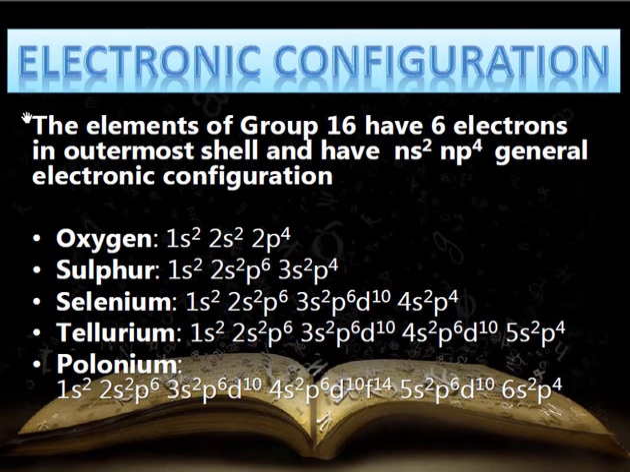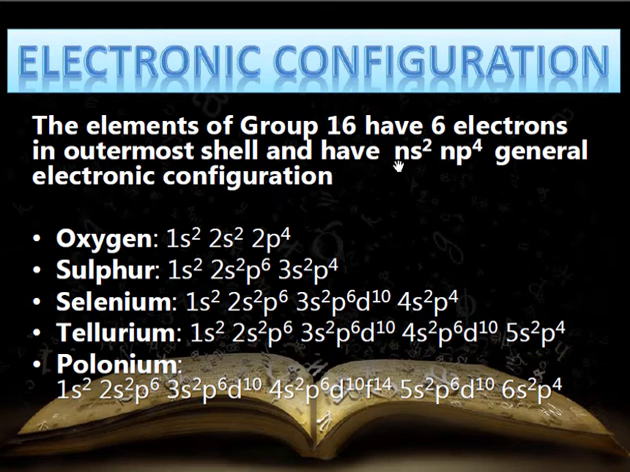Here we are going to discuss the electronic configuration of this group. As you know, the elements of group 16 have 6 electrons in the outermost shell. It means having 6 valence electrons, because valence electrons are the electrons in the outermost shell.